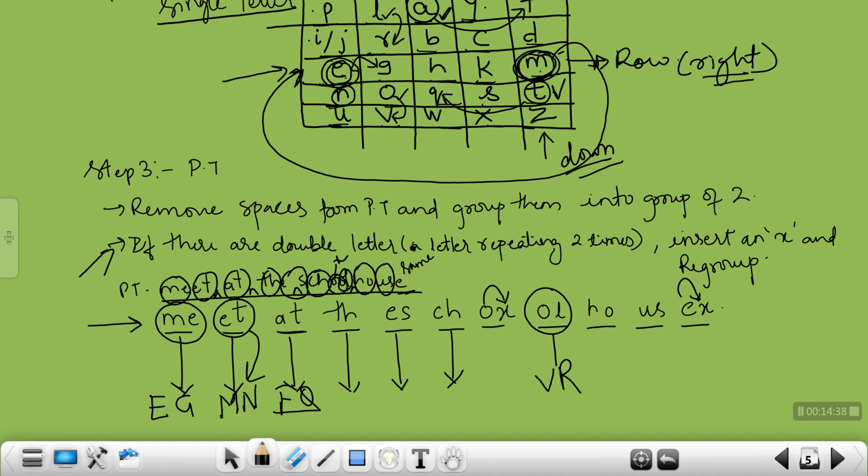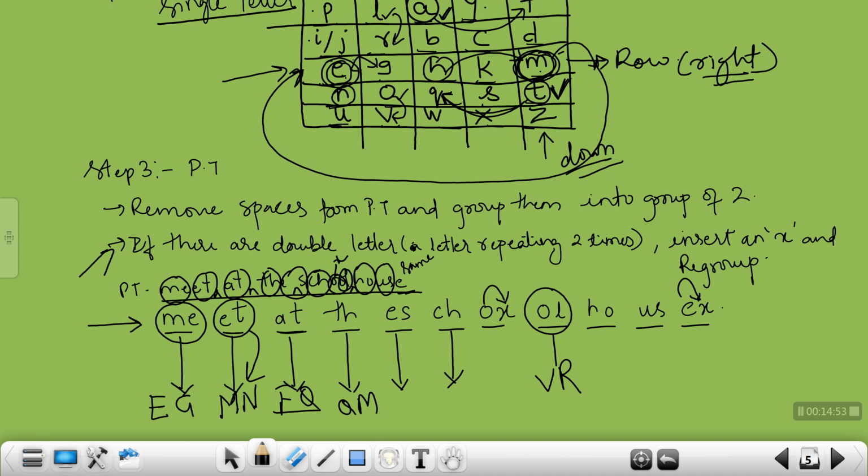TH. Can you see T? Again T is present over here. H, where is H? H is present over here. So what am I going to choose? Again I am going to choose this Q and this M. Q and M. So I am replacing TH with QM.